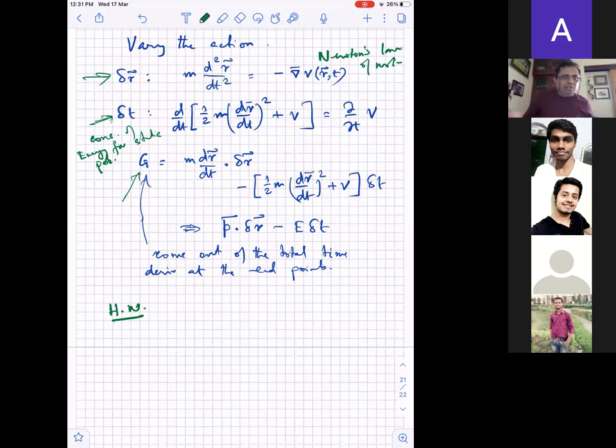So you write down your delta S in terms of your dt. That was a homework, I don't want to tell you exactly. You vary the endpoints T1 and T2, and the endpoints are the total time derivatives, that will be at the endpoint.